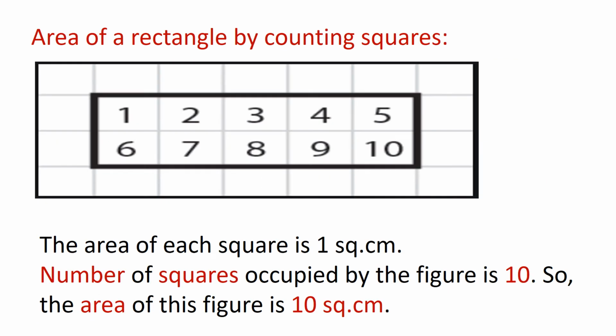Let us now calculate the area of the given rectangle in this grid. The area of each square is 1 square centimeter. Number of squares occupied by the figure is 10. So the area of this figure is 10 square centimeter.